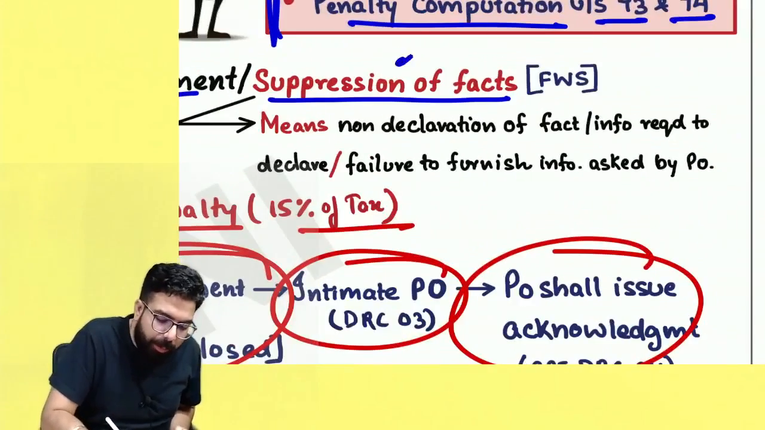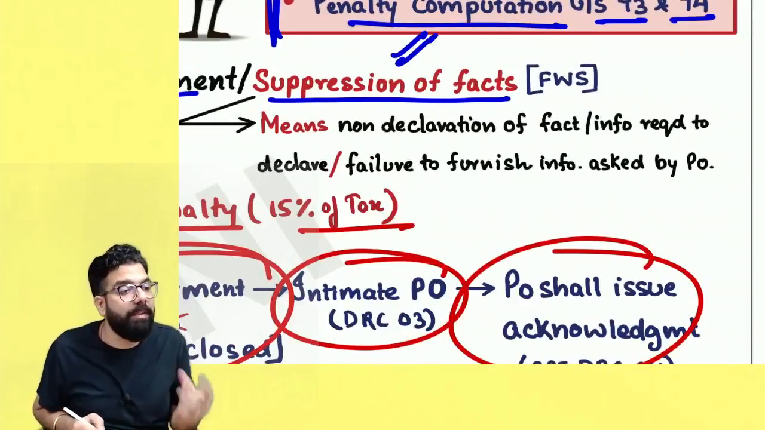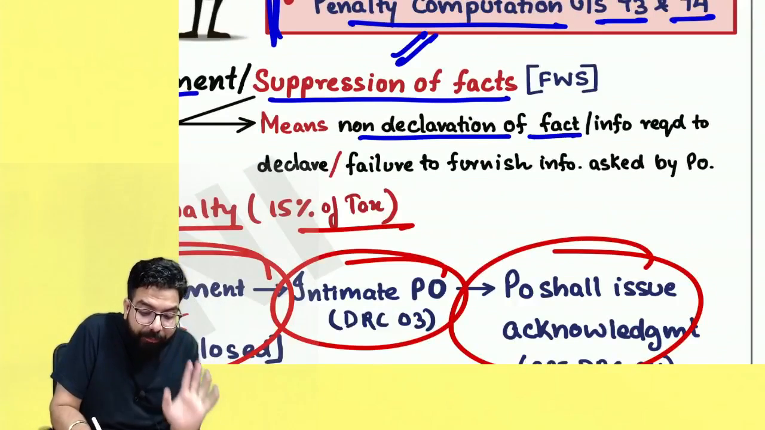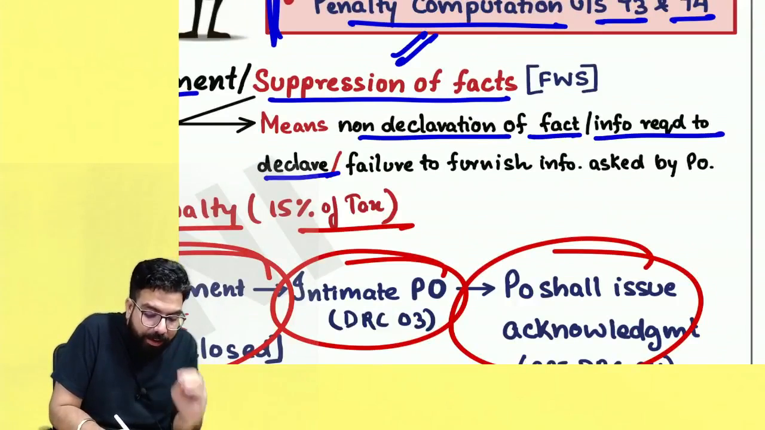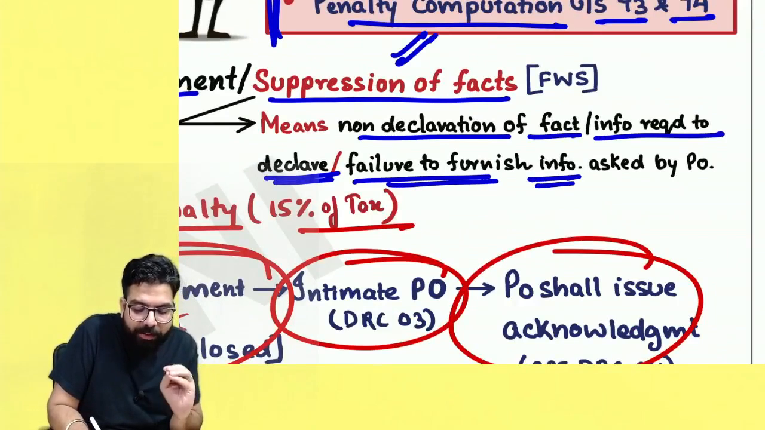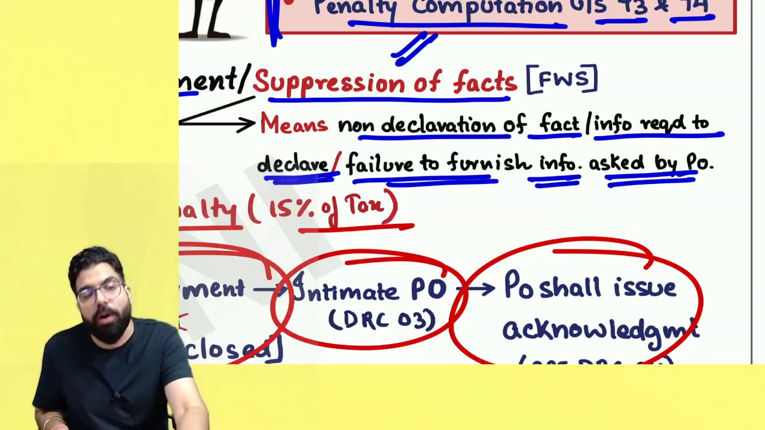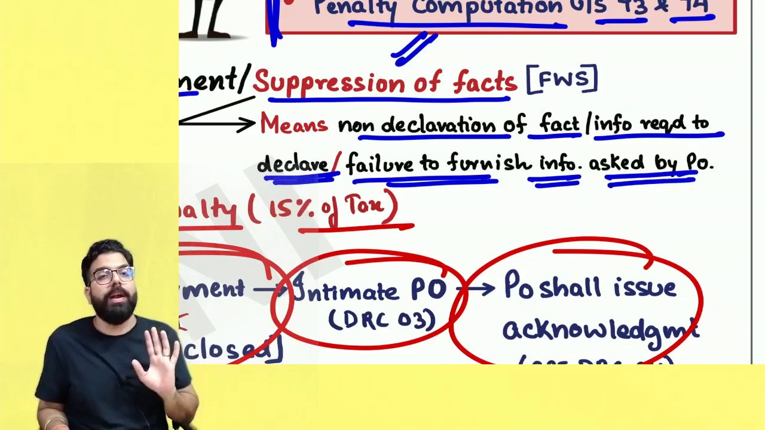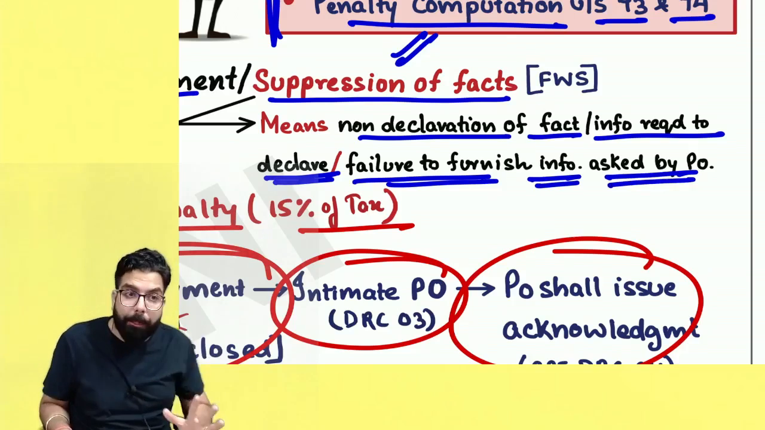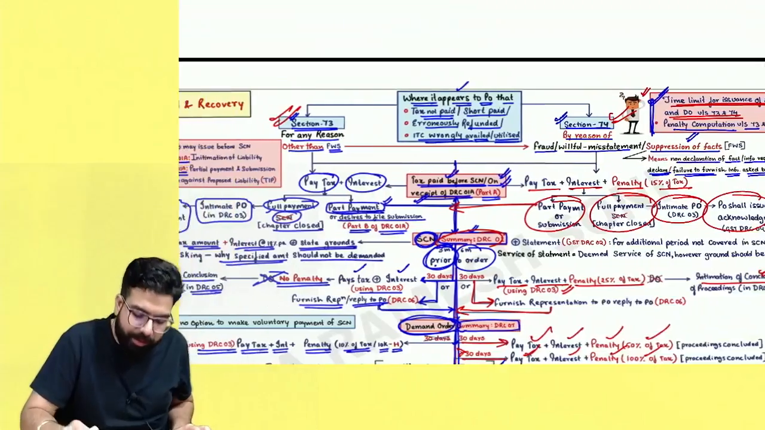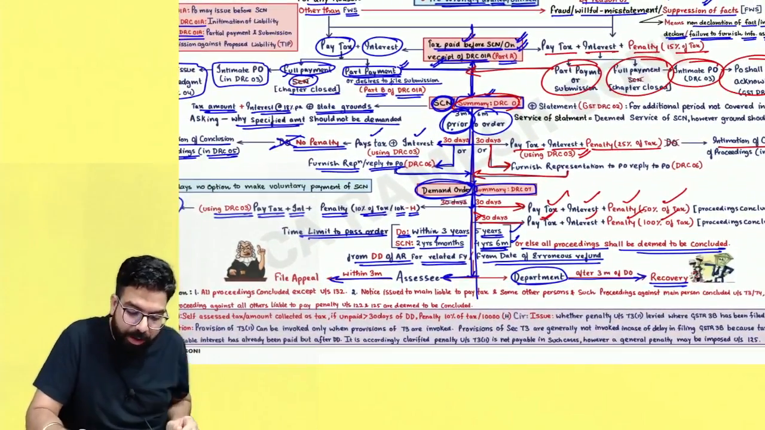After that, sir, what do you mean by suppression? Suppression means non-declaration of a fact or information required to be declared, or failure to furnish information asked for by the proper officer. Whatever information you are asked for or are required to declare but have not declared, that means suppression, and Baba, he can go ahead and initiate Section 74. Okay sir, done. Point is clear.